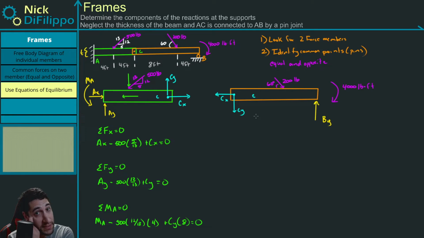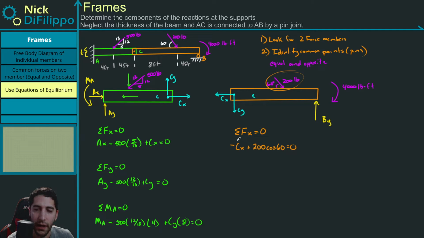And we have the same set of equilibrium equations. So the first one is the sum of the forces in the X are equal to 0. I'll have minus CX. I'll have plus 200 times the cosine of 60 is equal to 0. That's this force right here. And this gets me CX is going to be equal to 100 pounds. I'm going to star this because this is important. That's telling me that this force right here is equal to 100 pounds. This force right here is equal to 100 pounds. So see how we're starting to link them together.